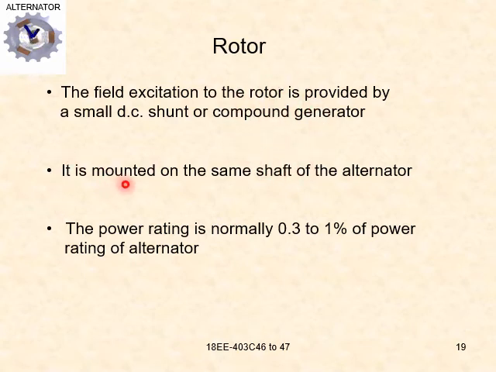So that is why it is mounted on the same shaft of the alternator, and it consumes power normally of 0.3 to 1% of the power rating of the alternator. For example, if the alternator generates 100 watts, then that DC shunt or compound generator consumes 1%, which means 1 watt, or 0.3 watts to 1 watt.